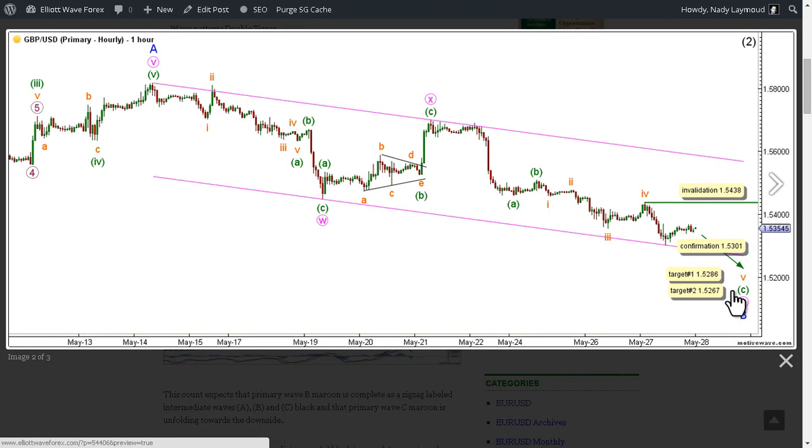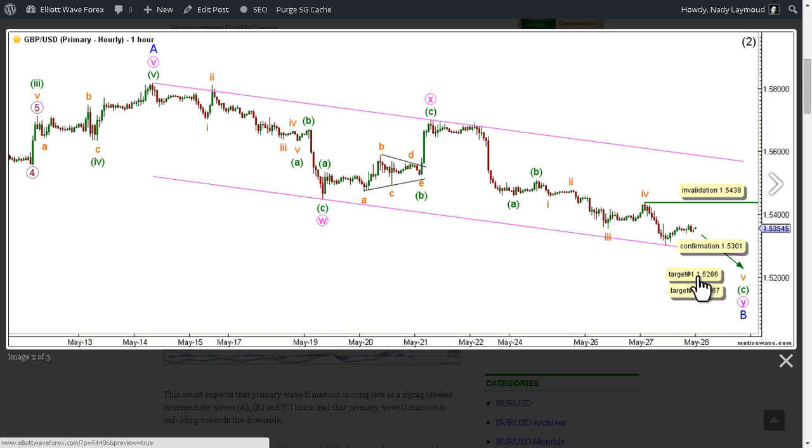It's expected that wave Y pink is unfolding toward the downside as a zigzag labeled A, B, and C green, with wave C green unfolding as an impulse labeled waves 1 through 5 orange, with waves 1 through 4 orange complete, and wave 5 orange is underway. This count would be confirmed by movement below 1.5301, and we have two targets for the completion of wave Y pink and therefore wave B blue.